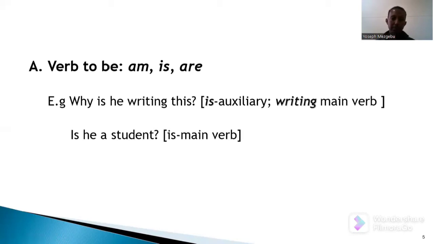Whereas the verb to be can also be a main verb. If we say, is he a student? Now we don't have any other verb. So is, in this case, becomes a main verb. So sometimes if we don't have auxiliary verbs, the verb to be can be a main verb. I am a student. I'm a teacher.